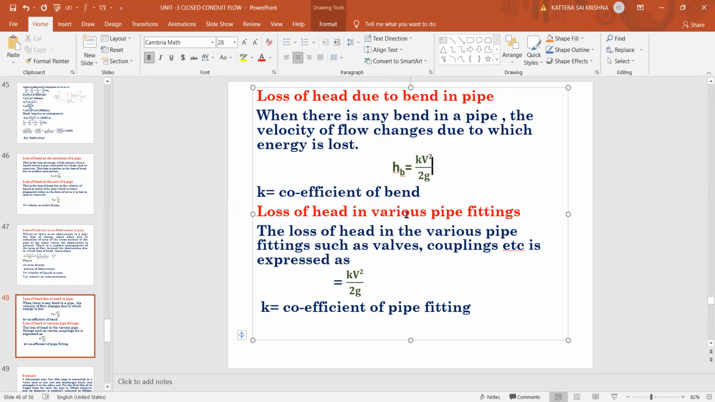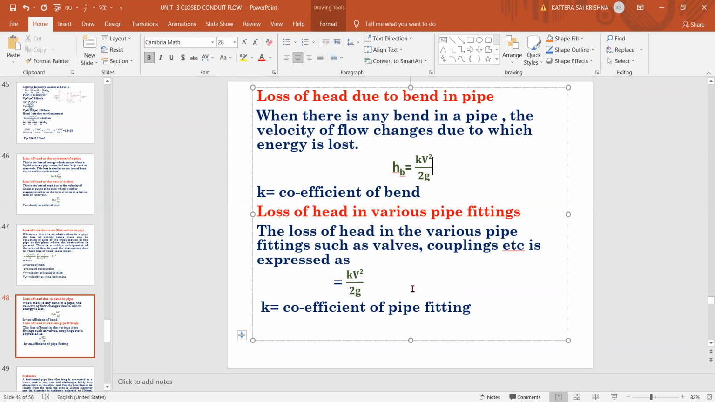Similarly, if there are any pipe fittings like valves, couplings, taps, or any extra fittings in between the pipes, what happens there also is that because of the cross-sectional area change, the velocity will be changed. And there also some loss of head will be produced because of the change in the velocities. So for pipe fittings also the same formula, H equals KV square by 2G, where K is the coefficient of pipe fittings.